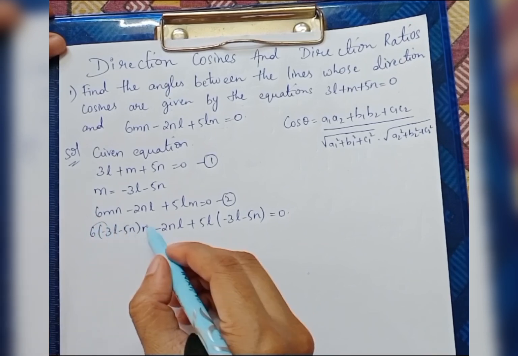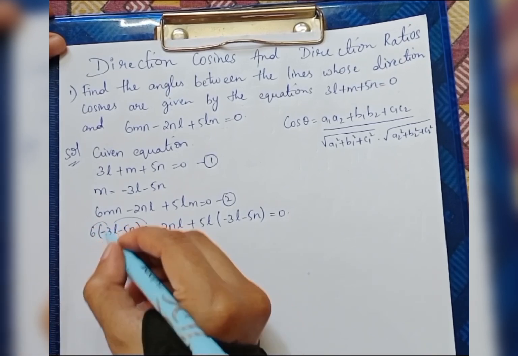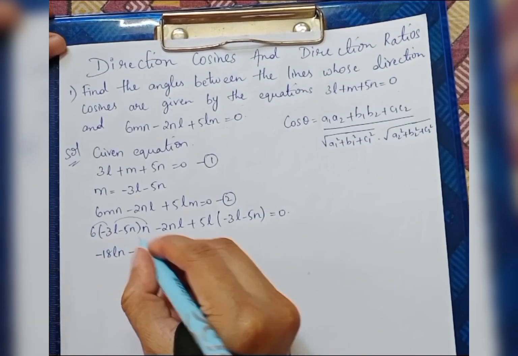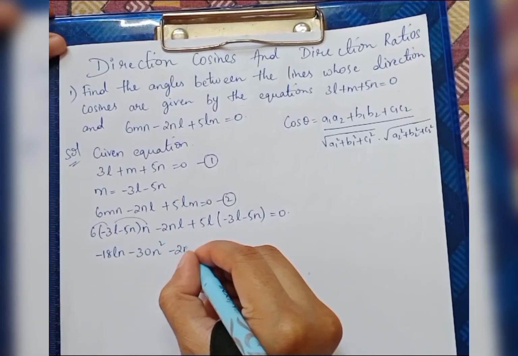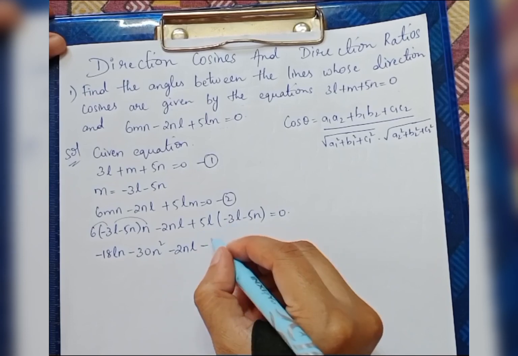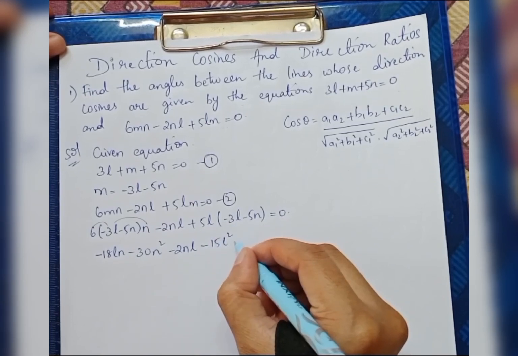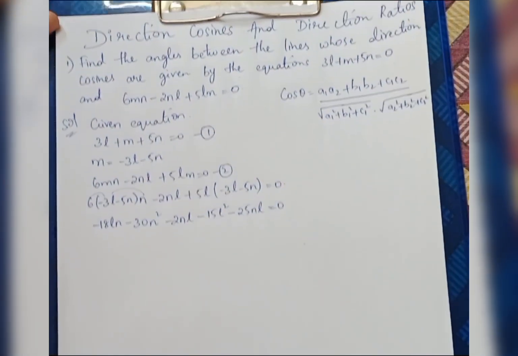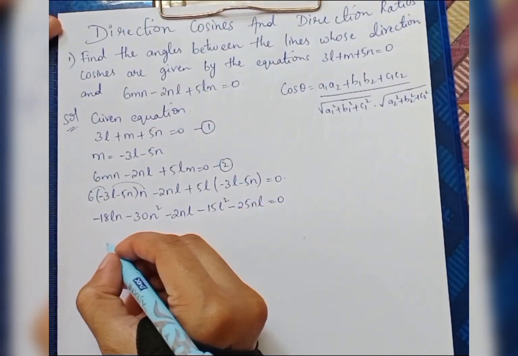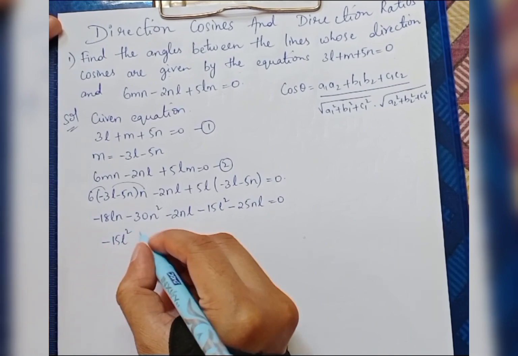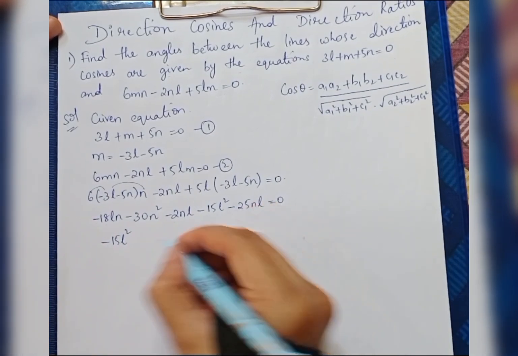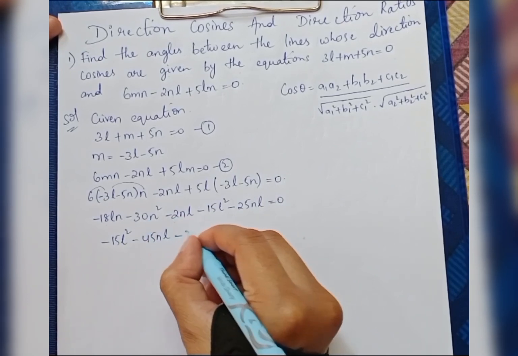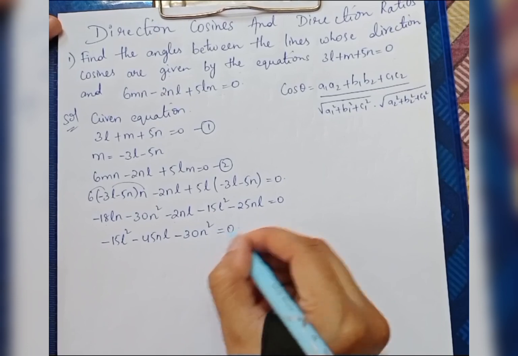Now multiply 6 and n inside, so it is minus 6 3s are 18 ln, minus 6 5s are 30, n into n is n square, minus 2nl, and this will be minus 5 3s are 15 l square, and it will be minus 25 nl equal to 0. So here writing the l square term first, it is minus 15 l square, and minus 18 minus 2 minus 25 is minus 45 nl, and we are left with minus 30 n square equal to 0.